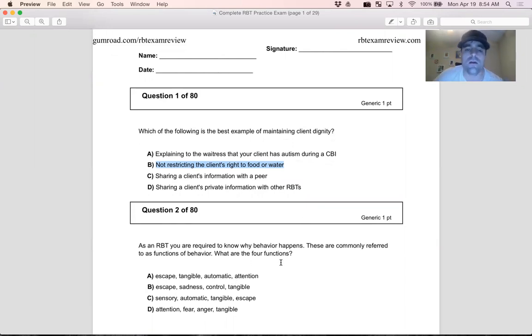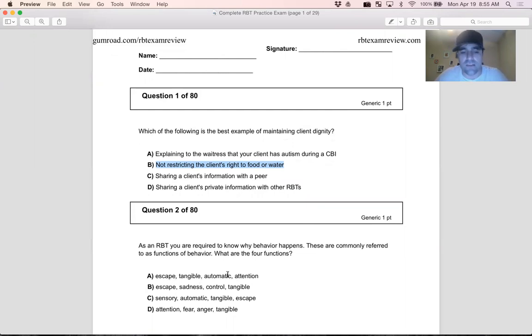Okay. All right, question 2, easy question. As an RBT, you're required to know why behavior happens. These are commonly referred to as functions of behavior. What are the 4 functions? As an RBT, you must know the 4 functions. Okay, memorize them, learn them today. Okay, start here. So what are the 4 functions?